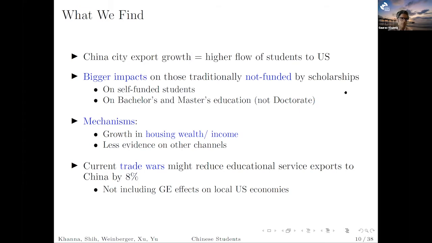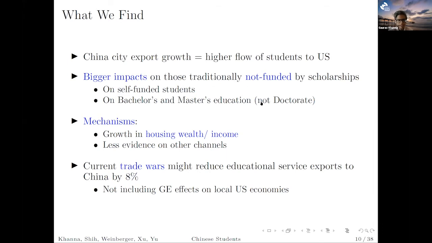And so what do we find? What we find is that this export growth was associated with a big increase in the flow of students. So there was more out-migration of students from these Chinese cities to US universities, right? The biggest impacts were on the students that were not funded by scholarships. We have data on funding as well, so we know that these students were self-funded. And not surprisingly, in a related fashion, these were students who were doing either bachelor's or master's degrees, so not doing doctorate education, which are usually funded by universities, right?